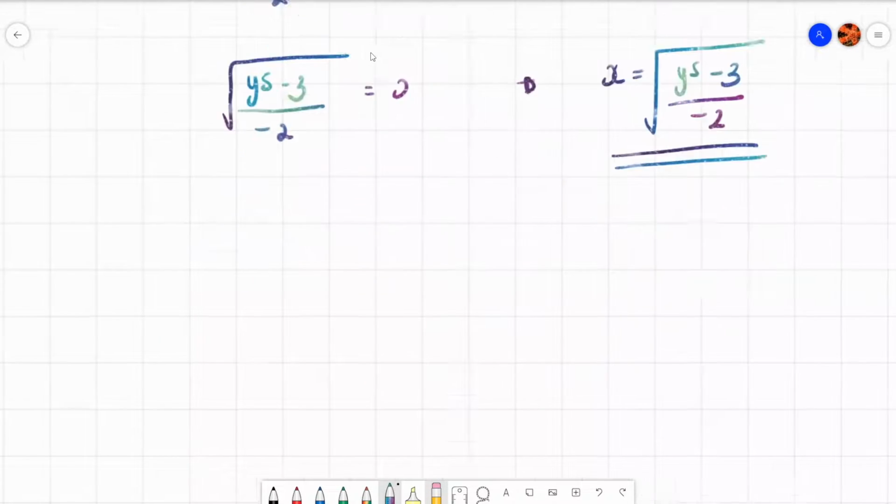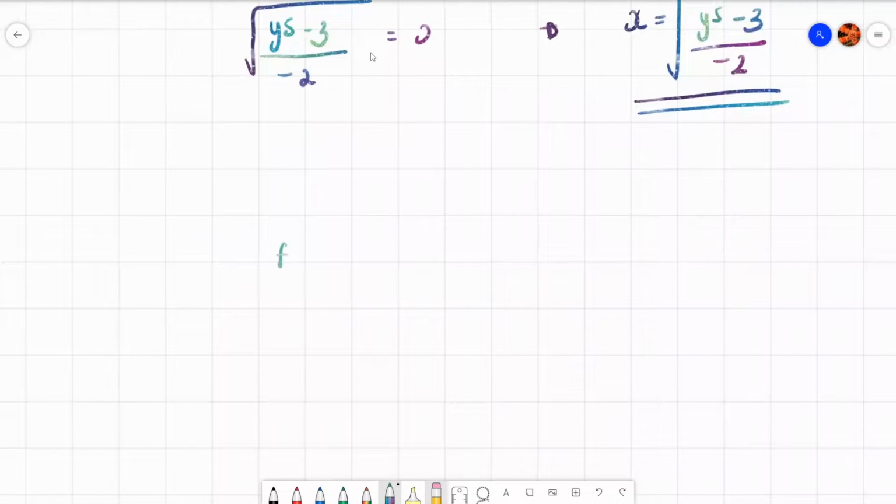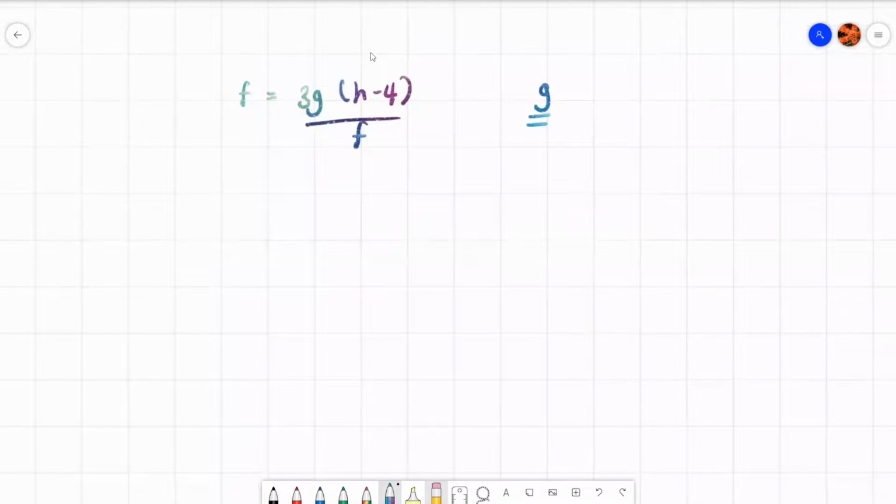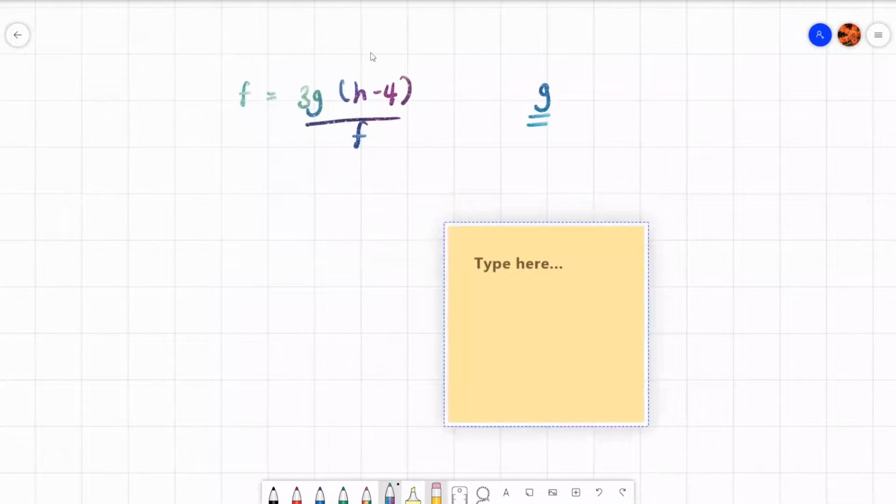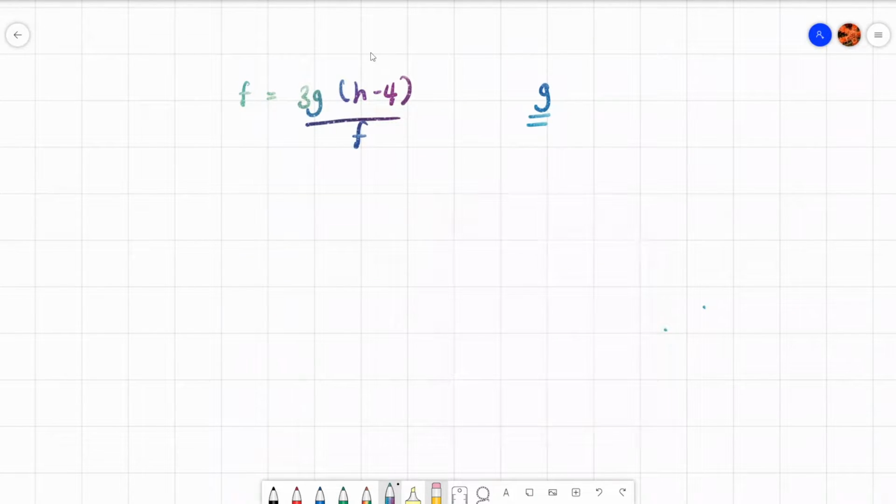Let's have a look at a different question then. So this time, f equals 3g(h minus 4) over f, and I want g as the subject of the formula. First things first, let's get rid of the denominator. We do not need the denominator. So how do you get rid of dividing by f? Times by f. So f times f is f squared, and I divide by f and times by f cancel. So I'm just left with that.